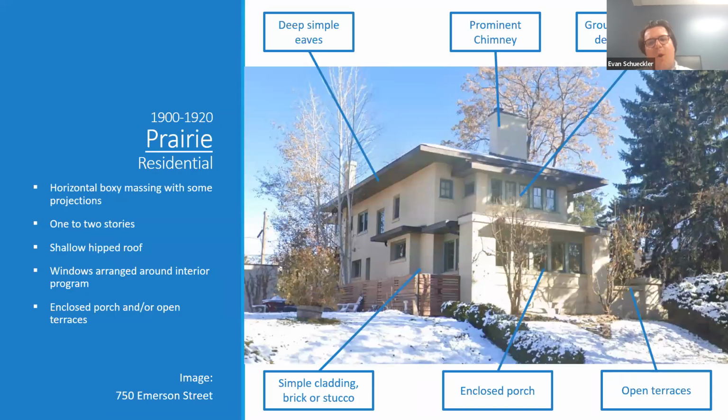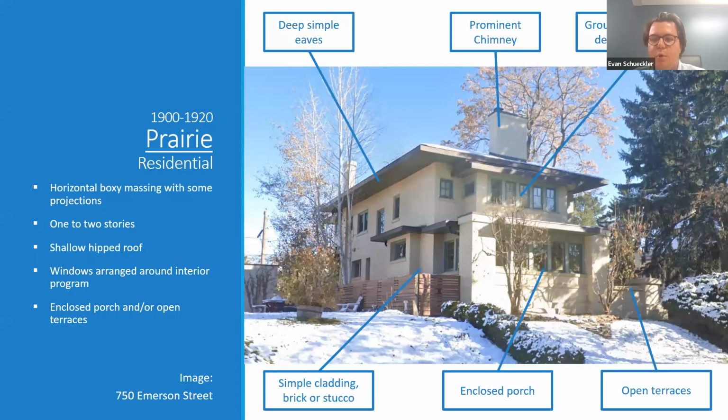So to pick apart their styles a little more, we have the prairie style here, which is really about this horizontal emphasis. This is actually one here in Denver. It often has these deep eaves. There's sometimes some breaking up of the massing with these projections and things like that.